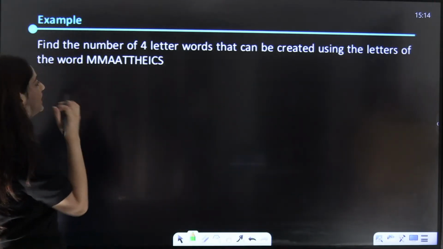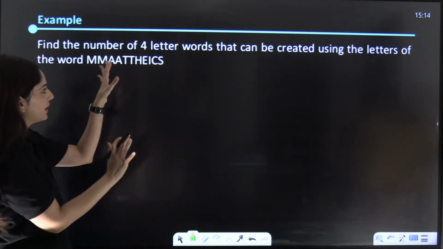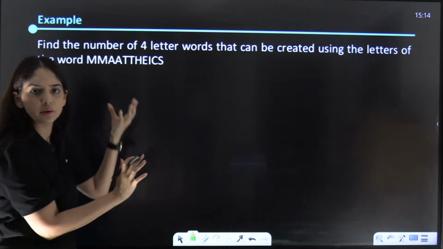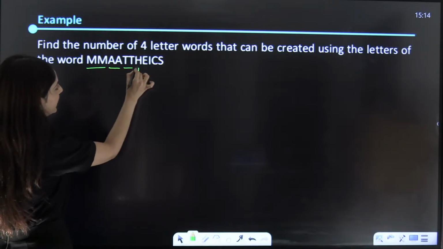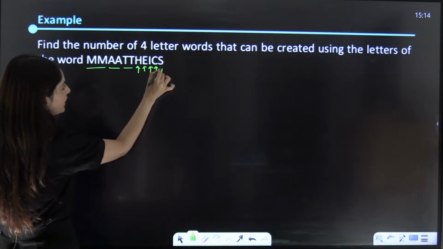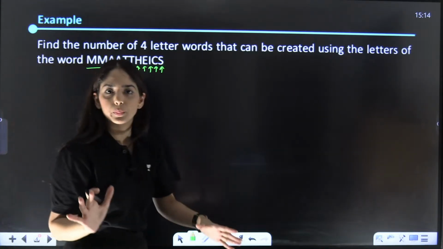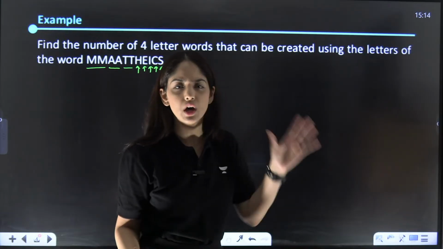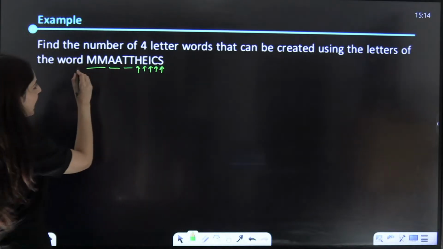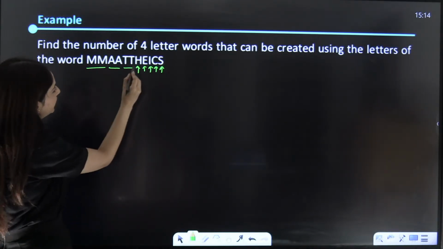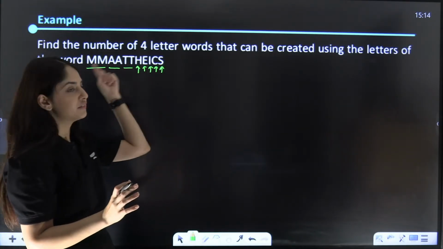So now, for example, we have a word mathematics, right? This is mathematics. I've just arranged the letters together. So that means we have 2 M's, 2 A's, 2 T's, 1 H, 1 E, 1 I, 1 C, 1 S, right? We have to form 4-letter words with or without meaning. So how many 4-letter words can we form? We have total 1, 2, 3, 4, 5, 6, 7, 8 letters and 3 are available twice.